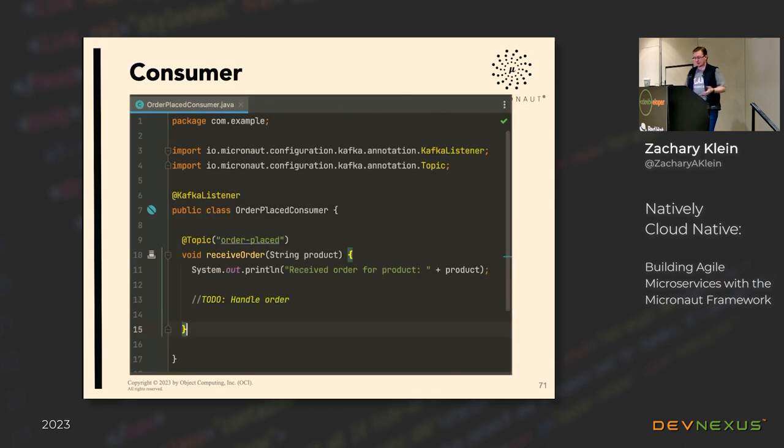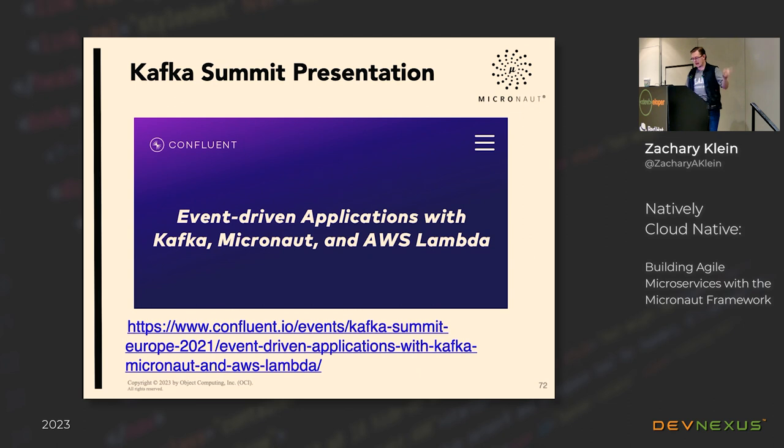And of course, with all these integrations, you always have access to the underlying framework itself. So if you do need to create your own consumer and do something really specific, you can do that. But the common use cases are often covered by Micronaut's annotations. And there was a presentation given at Confluent's Kafka Summit conference a couple years ago that gave a nice demo of Kafka and Micronaut and AWS Lambda.